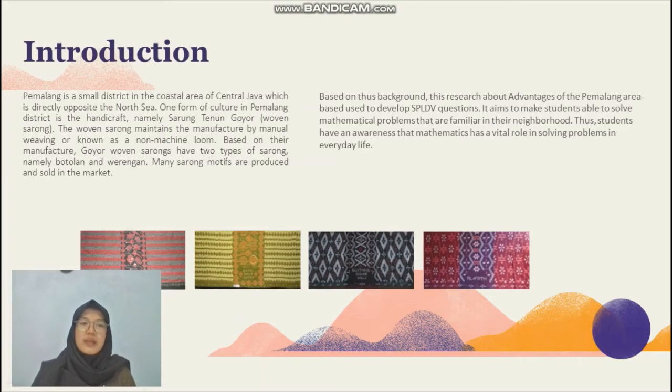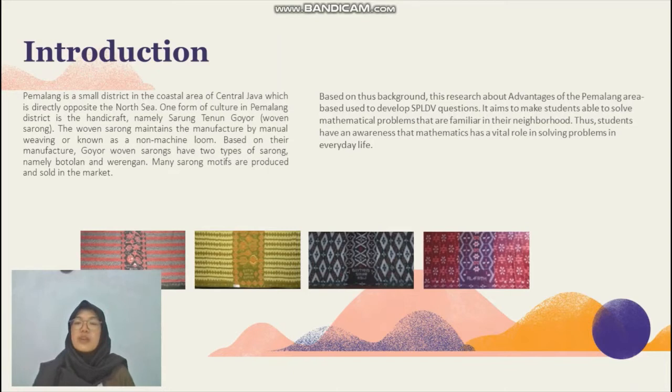And then there is Pemalang, a small district, and one of the cultures in Pemalang district is the handicraft, namely sarung tenun goyor. Based on their manufacture, goyor woven sarung have two types, namely botolan and warangan. Many sarung motifs are produced and sold in the market. In this picture are several motifs of sarung tenun goyor.